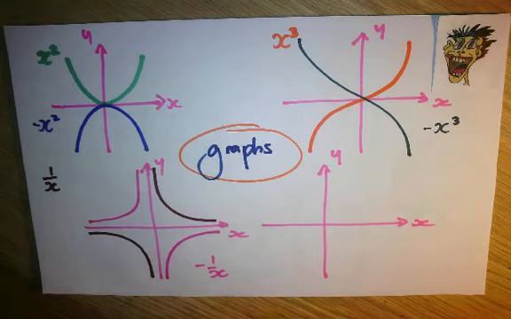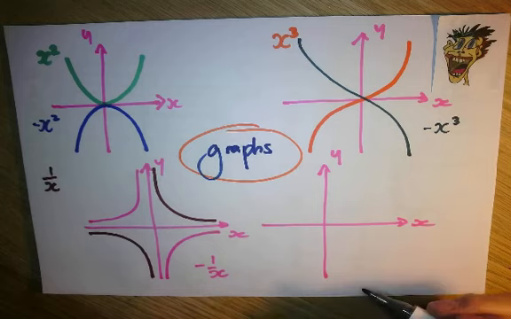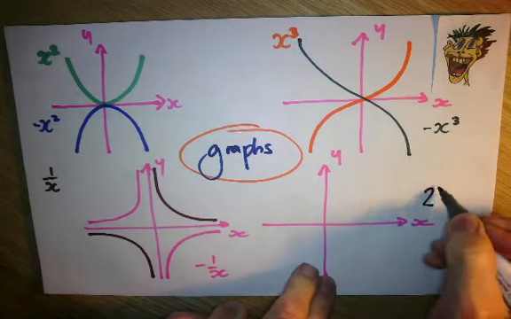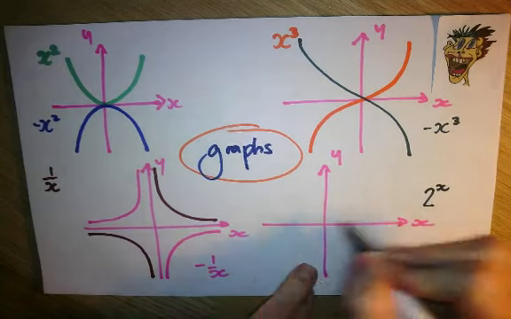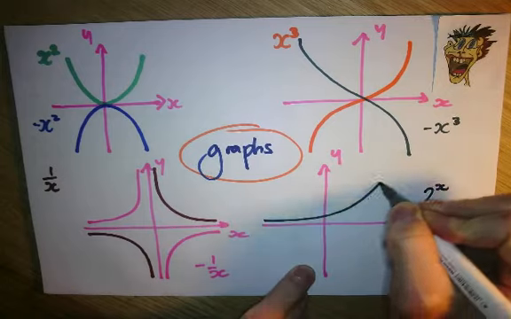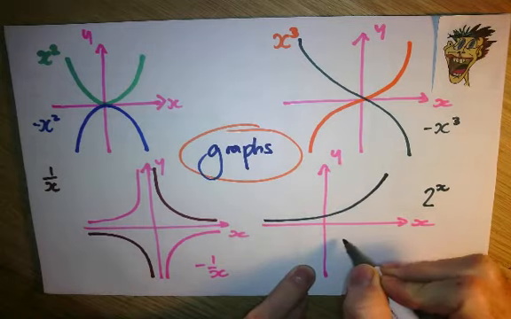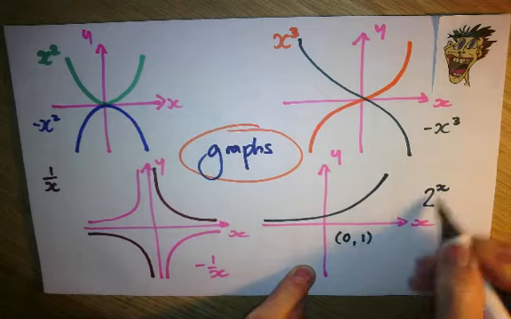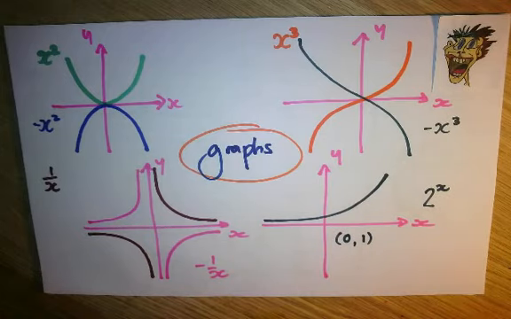And then we get to the final ones, which are to do with the exponential. I'm just going to consider that, and in fact I'm not going to look at the minus one here because it gets a bit more complicated and you don't need that one. So let's consider things like 2 to the power of x. And that will go through the point 0, 1, because anything to the 0 is always 1.